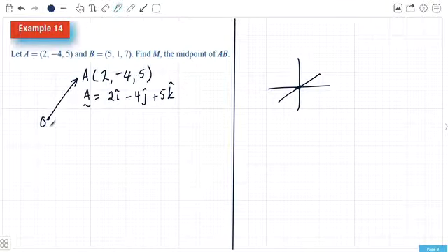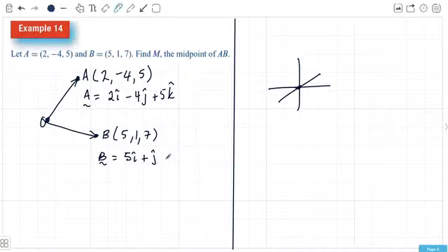The other point we've got is B. The point B is given by 5, 1, 7. And if we wanted to look at what that is as a vector, it's the same thing. We can imagine going across 5 in the i direction, up 1 in the j direction, and then up 7 in the k direction, because they're all positives. So we've now got vectors that represent these points in space.